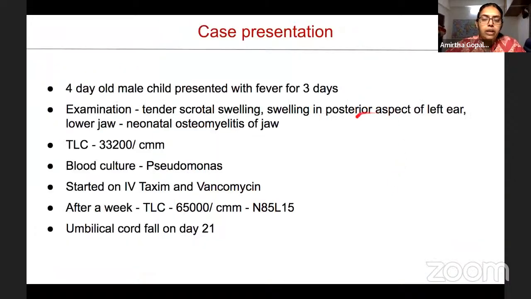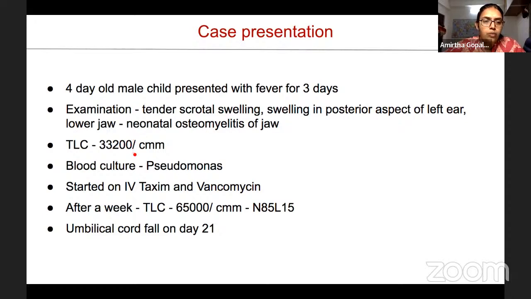I'll be describing a short case here. This is a 4-day-old male child who presented to NIMS with a history of fever from the first day of birth. On examination, he had a tender scrotal swelling. He also had a swelling in the posterior aspect of the left ear, extending down to the lower jaw, suggestive of neonatal osteomyelitis of the jaw.